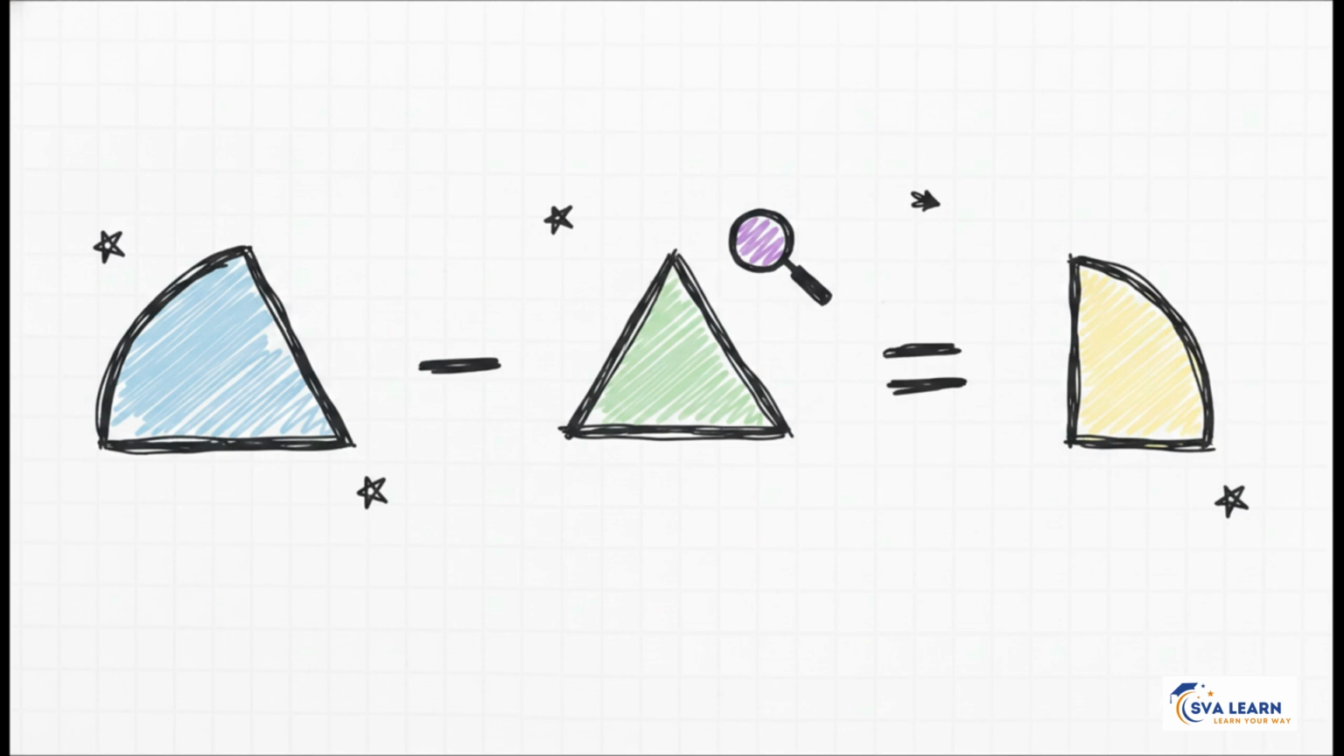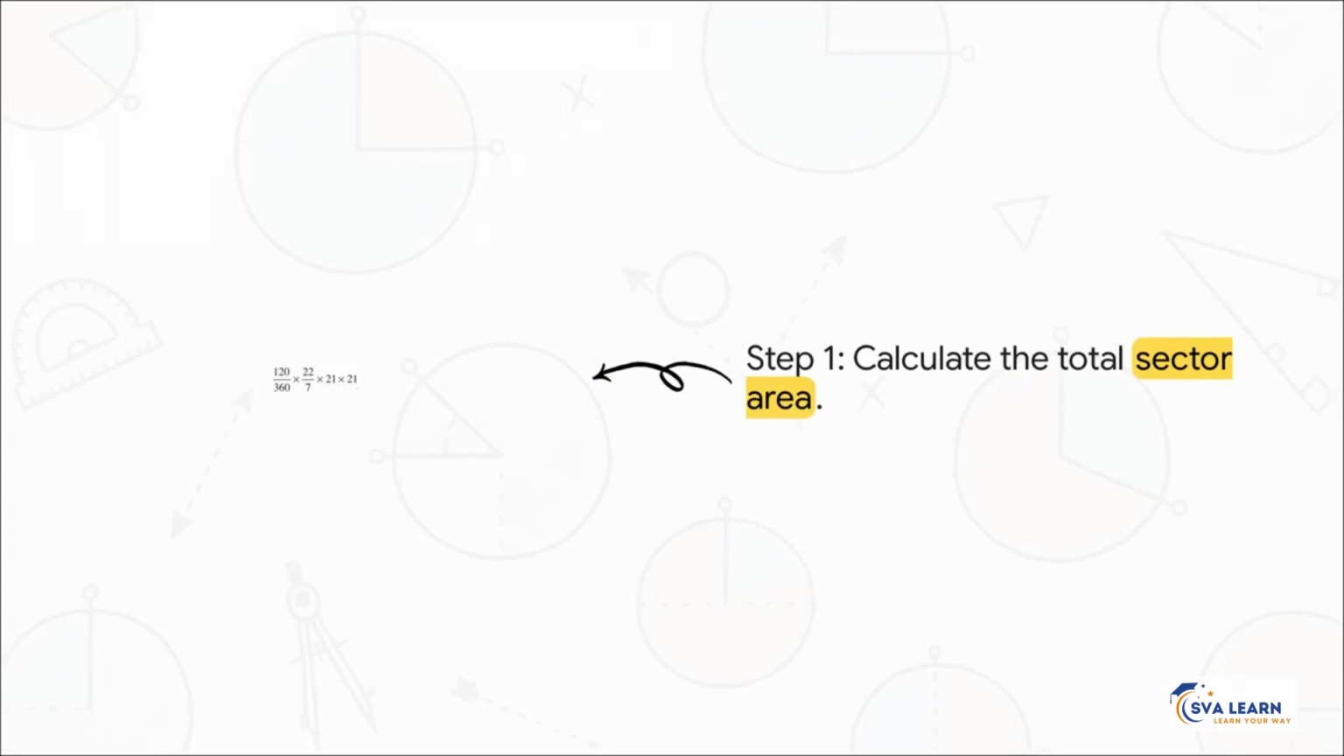Step 1, we're going to find the area of the entire large sector, just like we did before. Step 2, we'll put on our detective hats and figure out the area of that tricky 120-degree triangle. And step 3, we execute the subtraction trick. Sector minus triangle equals segment. Let's get to work. Step 1 is a breeze because we've already mastered it.